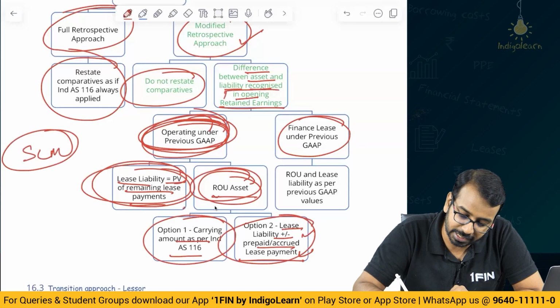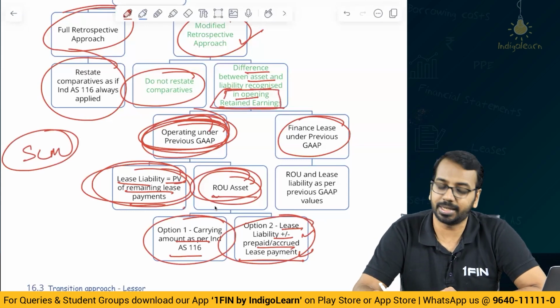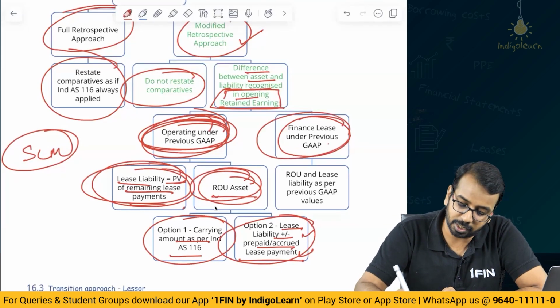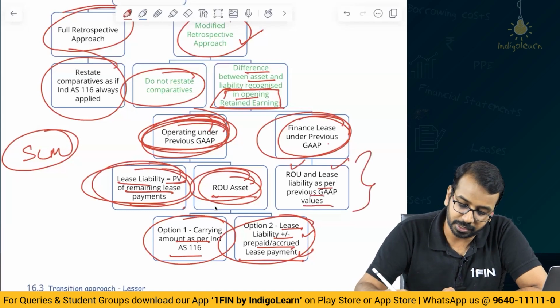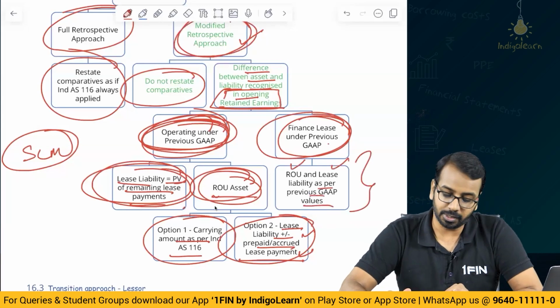This difference will be recognized where? It will be recognized in opening retained earnings. Second, finance lease under the previous GAAP. Then you will recognize the right of use asset and lease liability as per previous GAAP values only. This is the modified retrospective approach for leases.